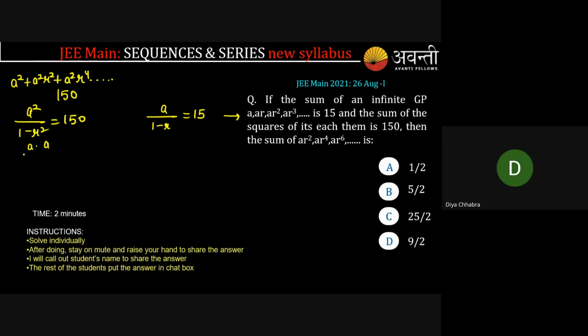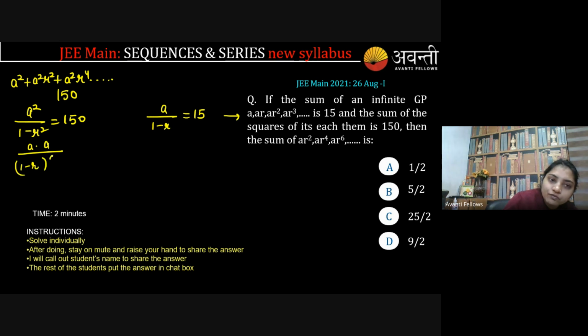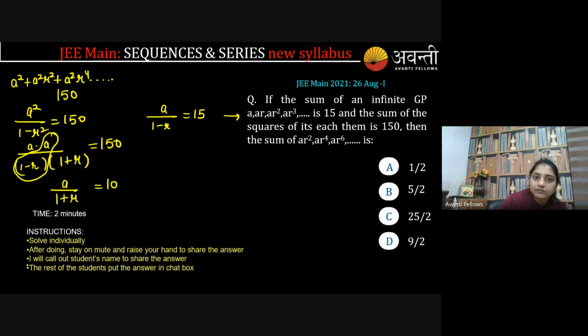So A into A, that is A times (1 minus R) times (1 plus R), is equal to 150. This value is known to you: this is 15. It means A upon 1 plus R should be 10. If you divide these two equations, it means 1 plus R divided by 1 minus R should be 3/2.